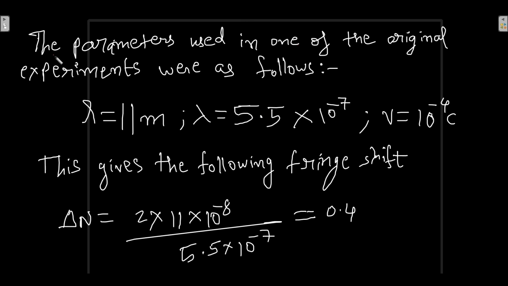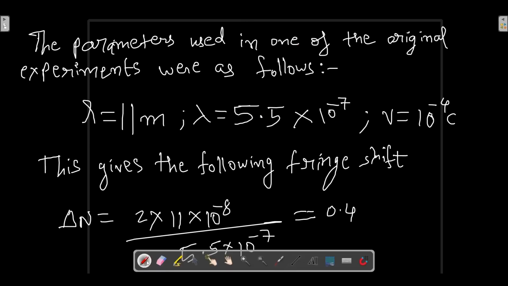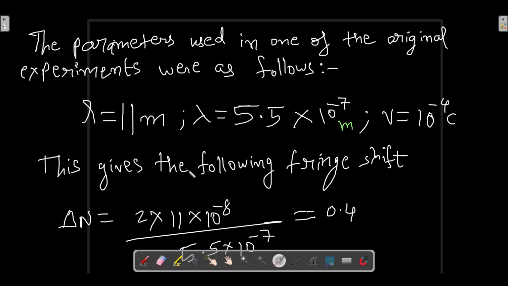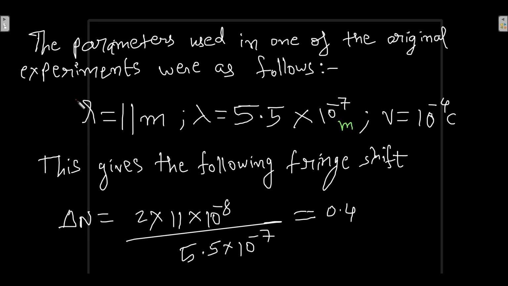So this is in meter. Keep this in mind. I forgot to write it over here. This is in meter. Just have a look at this. So L equal to 11 meter, lambda equal to 5.5 into 10 to the power minus 7 meter, and V, that is the orbital velocity of Earth, is equal to 10 to the power minus 4 into C.